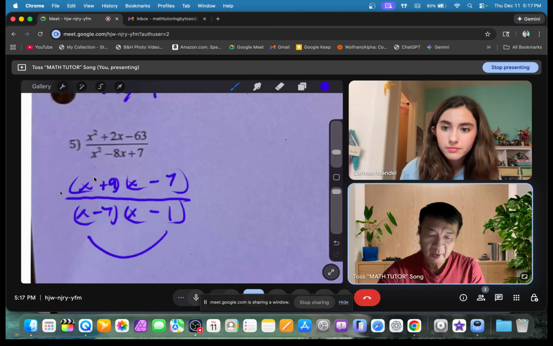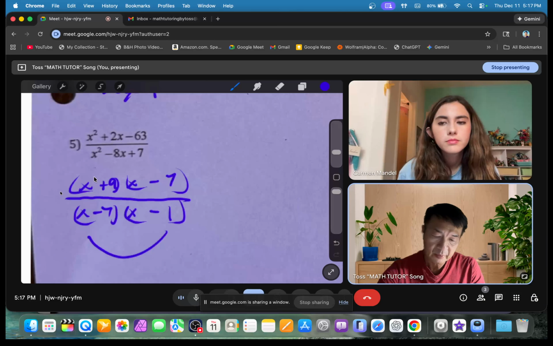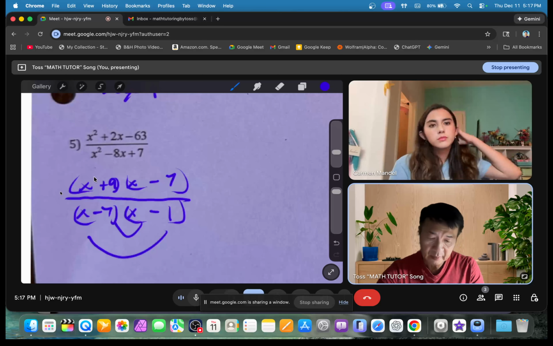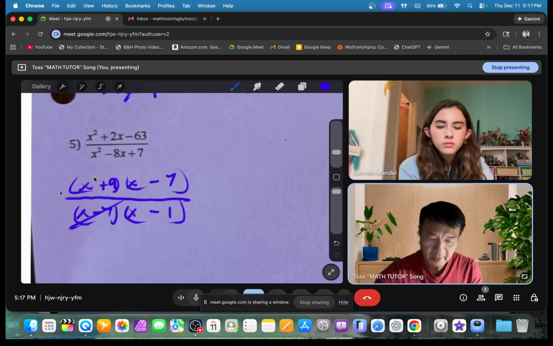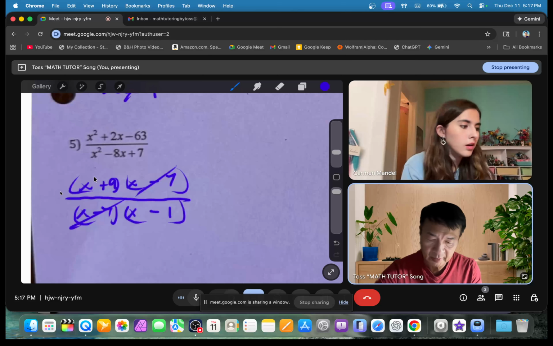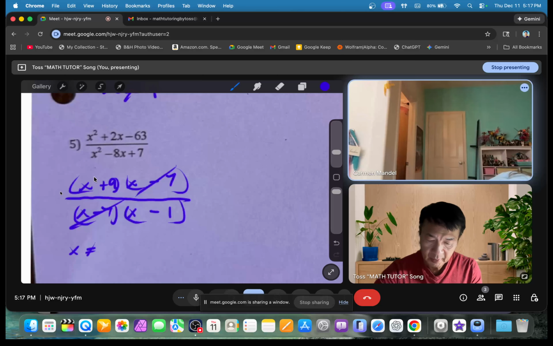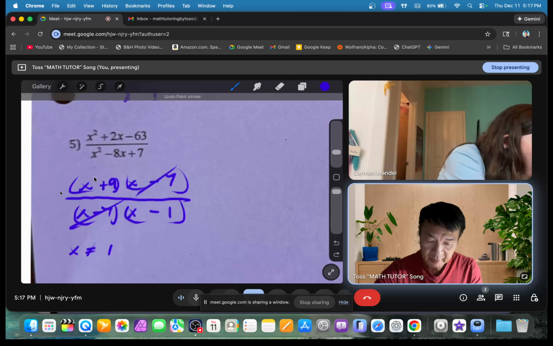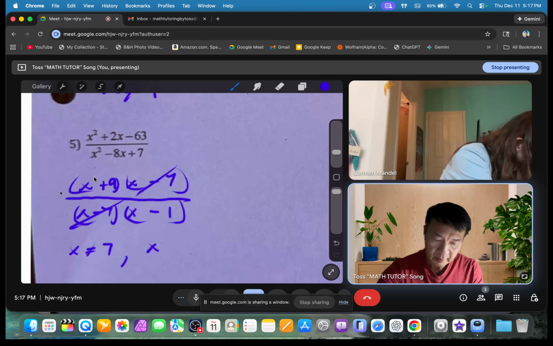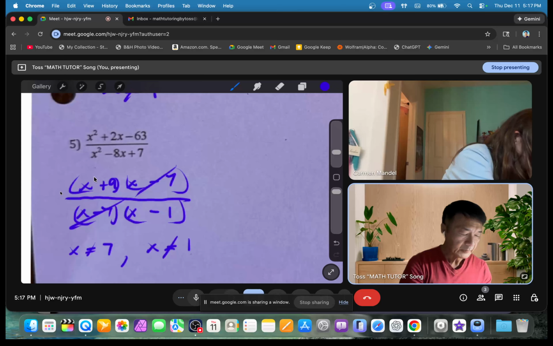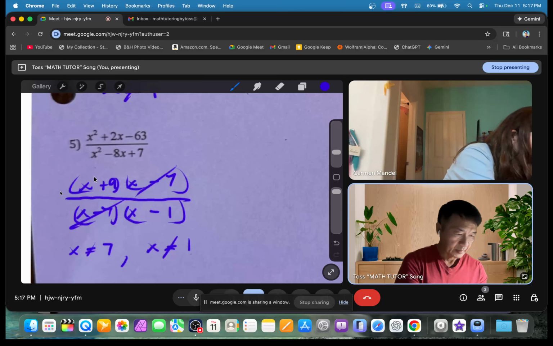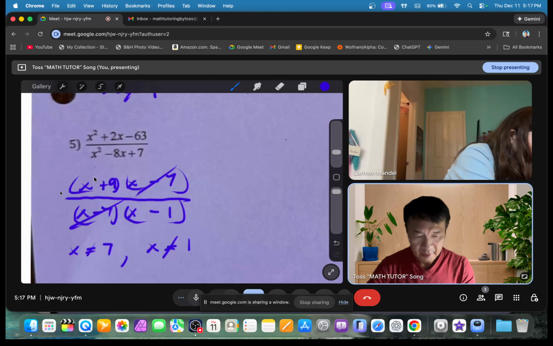If you do outer, you get your negative x. Inner, negative 7x, therefore negative 8x. Good. Very good. Then cancel. But then you got to do the restriction again for both. It cannot be negative. Oh, positive this time 7. X cannot be 7, X cannot be 1. Okay. Very good.